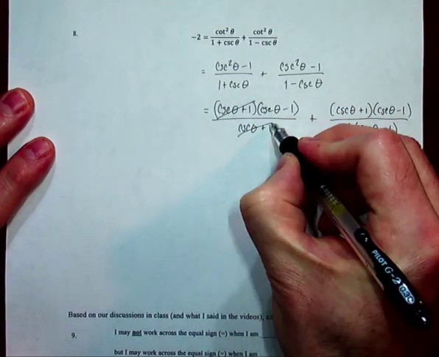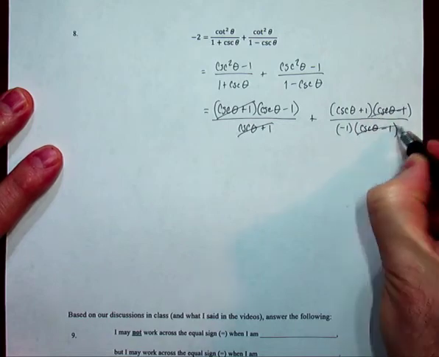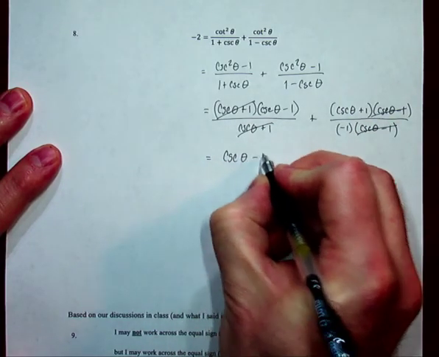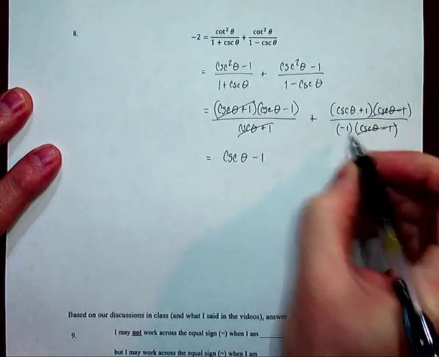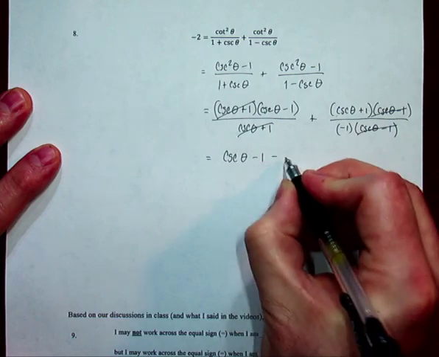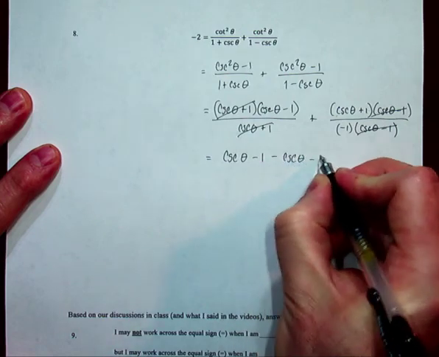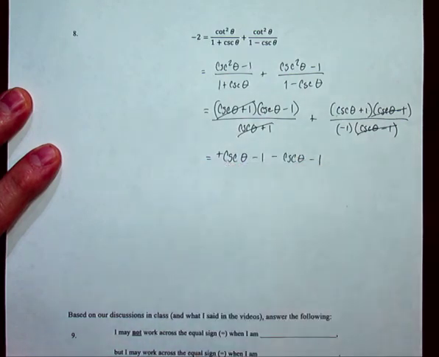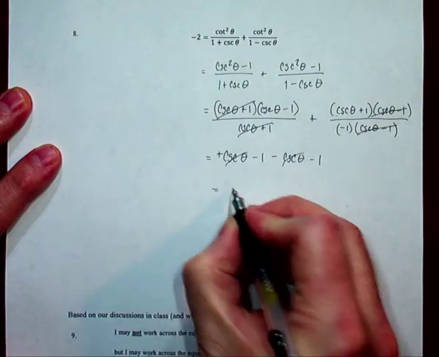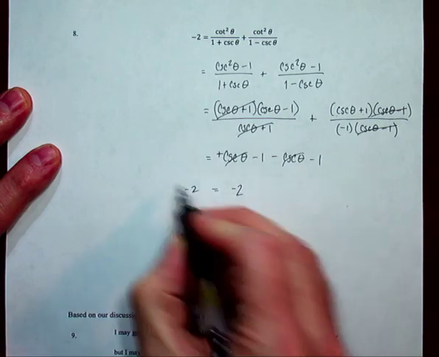Boom, boom, boom, boom. And what I get here is cosecant theta minus 1. And of course, this negative 1 gets applied to both of these terms, minus cosecant theta minus 1. This is a positive cosecant theta right there. Those two cancel, and I'm just left with negative 2.